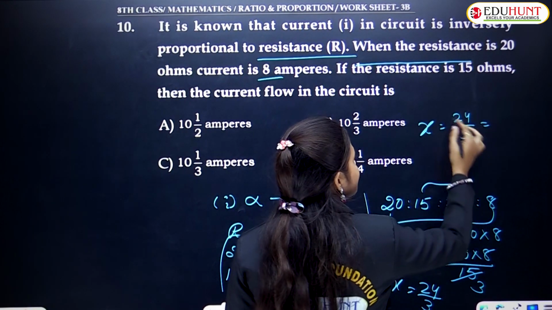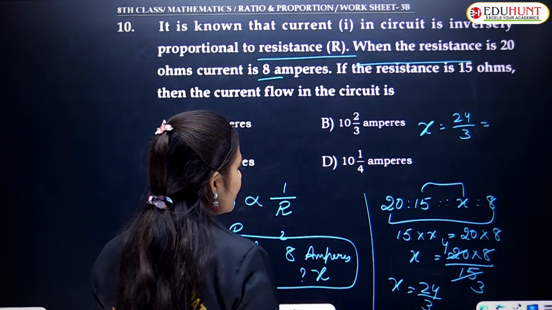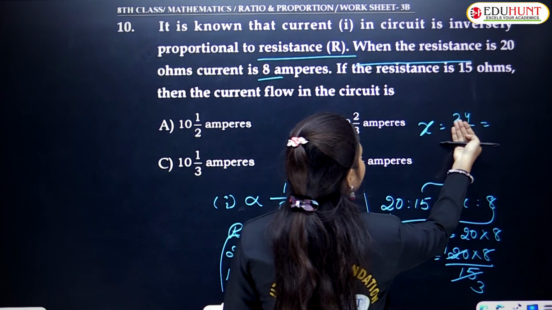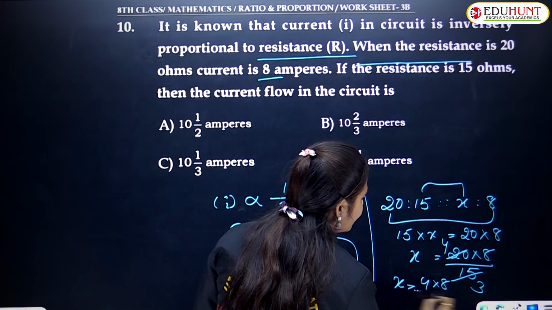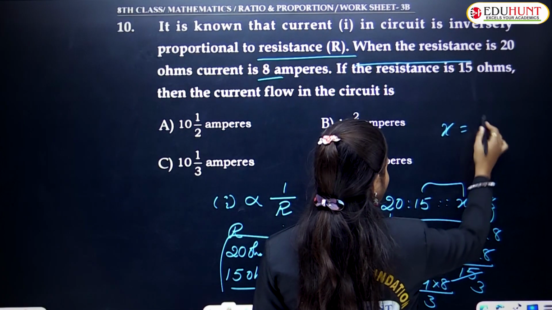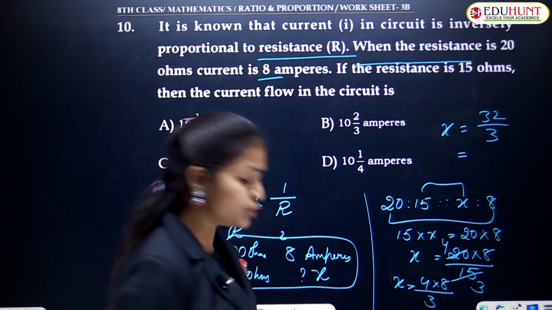We can write this one as 3 8s are 24. Cancellation is possible, no? Sorry. Here x is equal to 4 into 8. 4 8s are 32, no? So x is equal to 32 by 3. So cancellation is not possible here, 32 by 3.